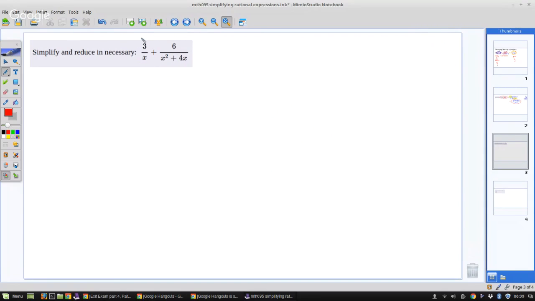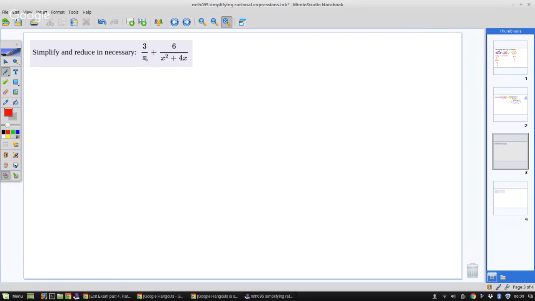All right, here I have to add, simplify, and reduce if necessary. So to add fractions, you have to have a common denominator. These denominators are different. Our standard process for adding is to find a lowest common denominator, which means we have to have each denominator in factored form.